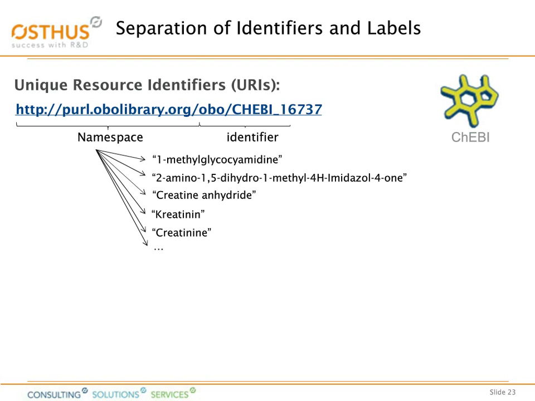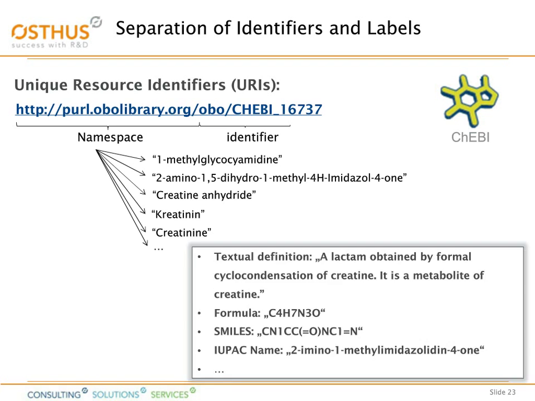To that, ChEBI also adds additional information, like creatinine's definition, its formula, the SMILES, the IUPAC name, literature. There's a lot of information on this specific chemical entity. And this information is freely available, and you can use it as well in your own company. You can either link out to ChEBI to get this information, or you can actually bring ChEBI into your company and use it in mapping of your terms.